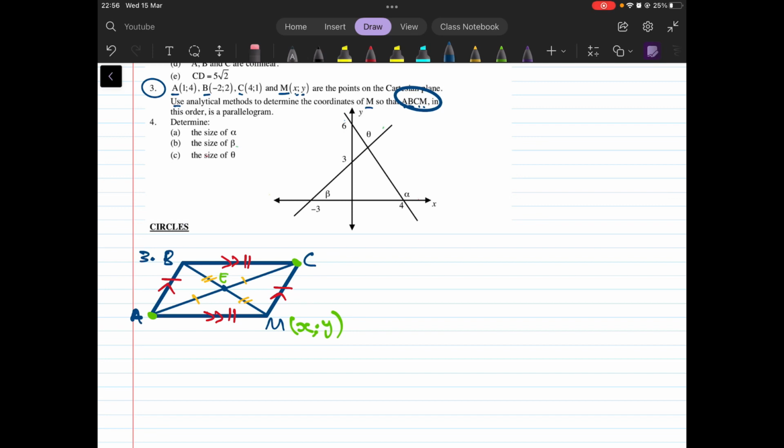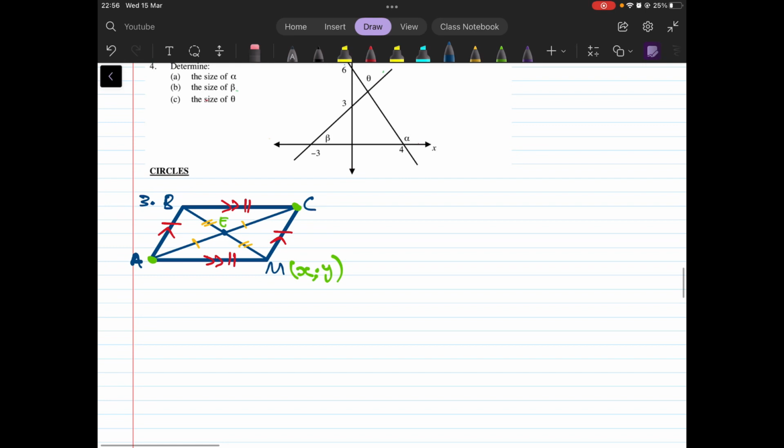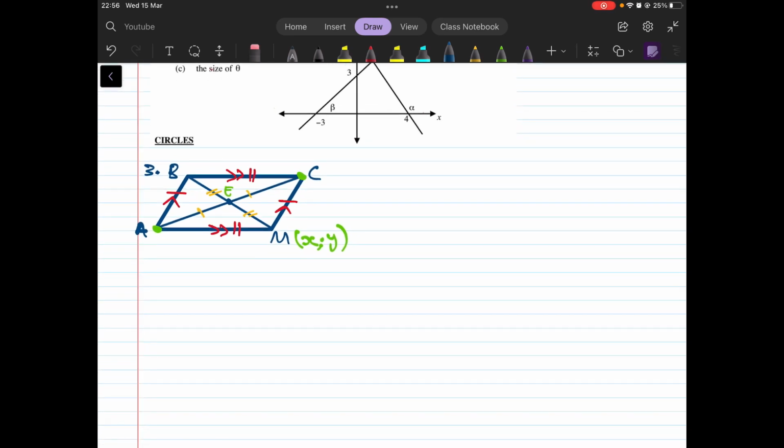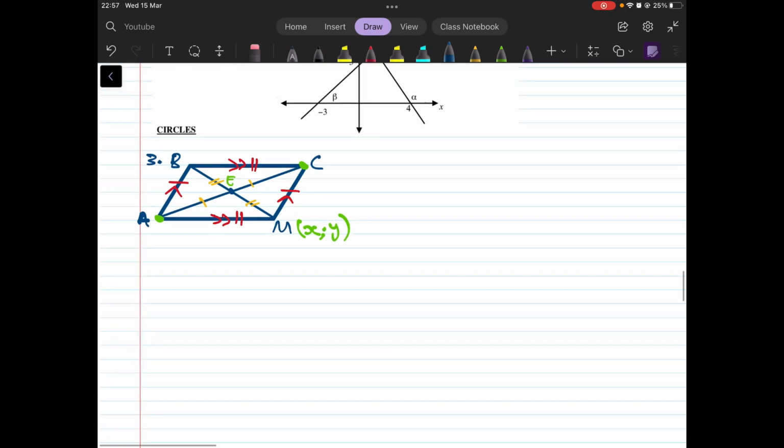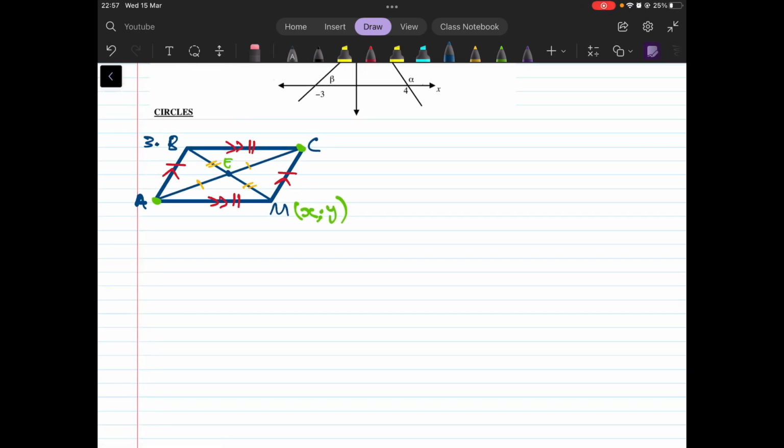Alternatively, you can try to equate the gradients, or rather the distances, and then see how that works. But that would require you to use simultaneous equations, because you'll be creating two equations with two unknowns in each equation. You can solve by simultaneous equations, but that seems like a long shot. So we're just going to use the midpoint approach.